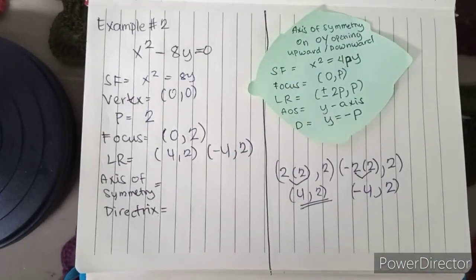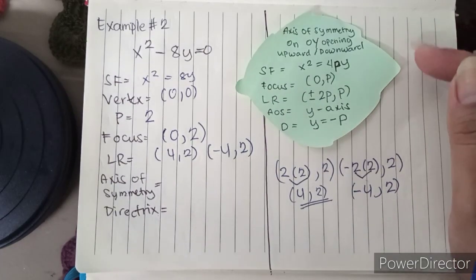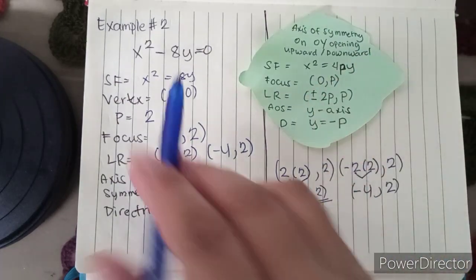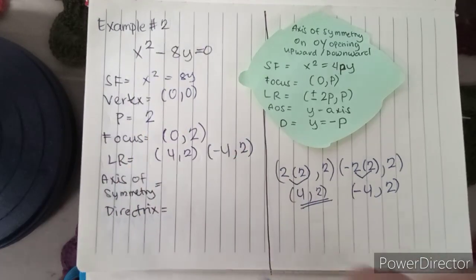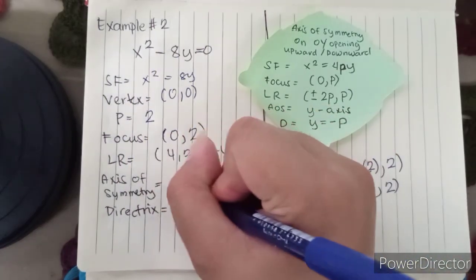And, for the axis of symmetry, since ang nakasquared natin ay x, ang axis of symmetry natin ay nasa y-axis.